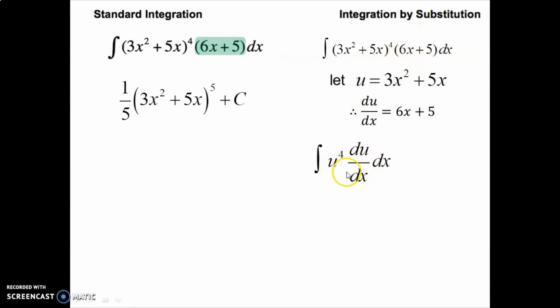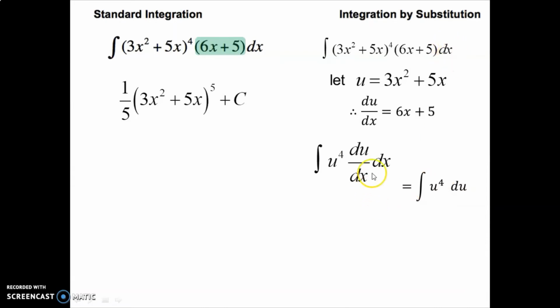And now here's something interesting that happens. We see du dx here. These two dx's can cancel and they become like this. So we just have u to the fourth power of du. So it means we're taking the integral of this in terms of the variable u. We've changed the variable to u, so now we're doing it in terms of the variable u instead of the variable x.